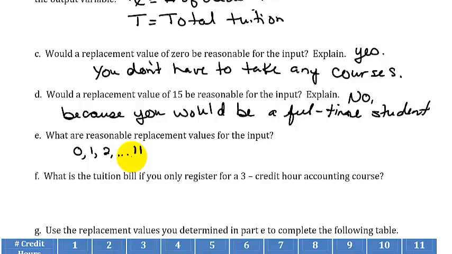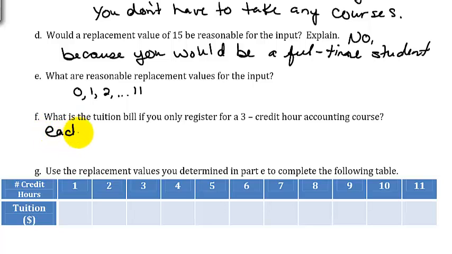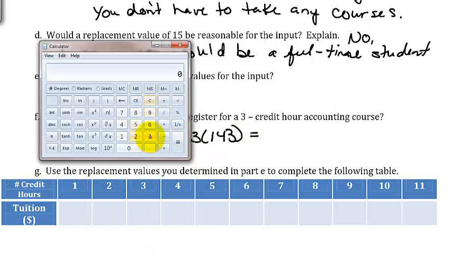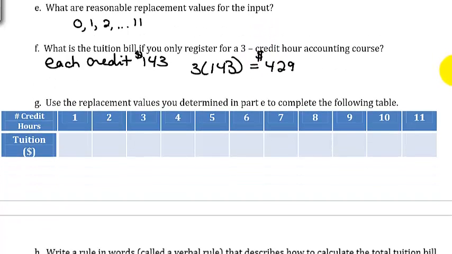What is the tuition bill if you only register for a 3-credit-hour accounting course? So each credit was $143. And if you take 3 credit hours, then you would multiply this by 3. And so if we take 3 times 143, we get 429. So one 3-credit course would cost $429.